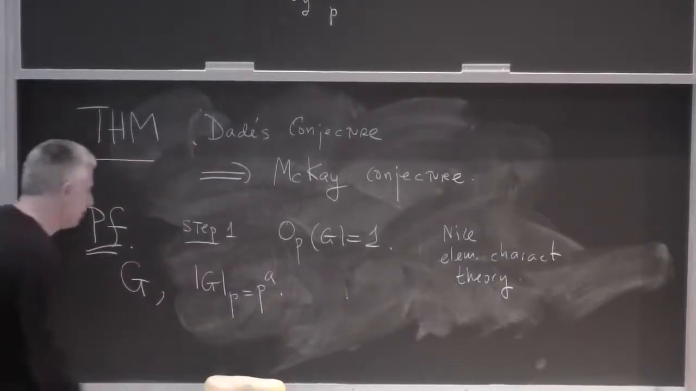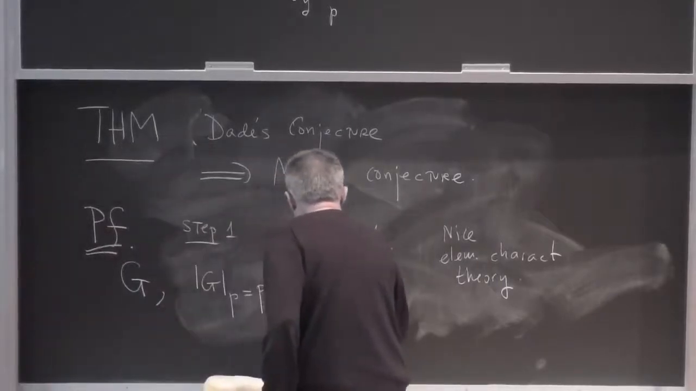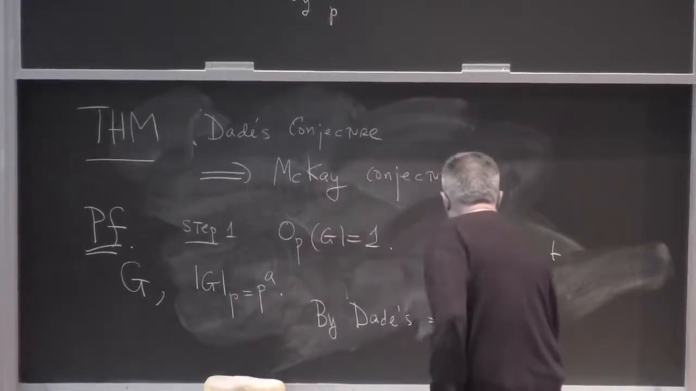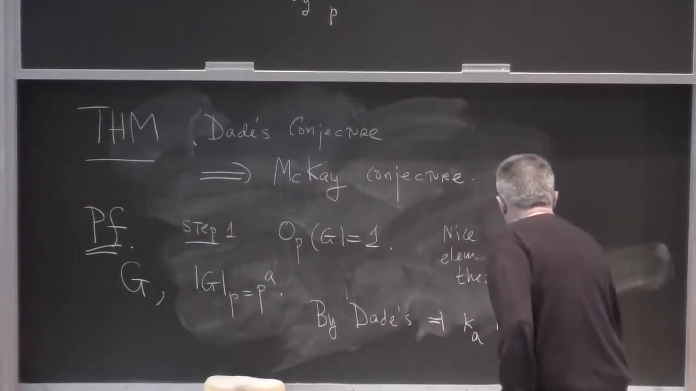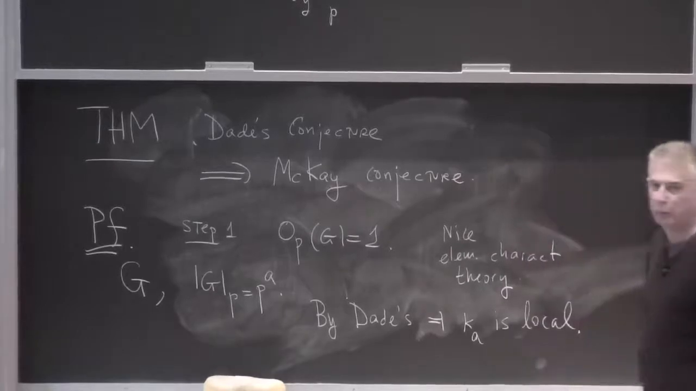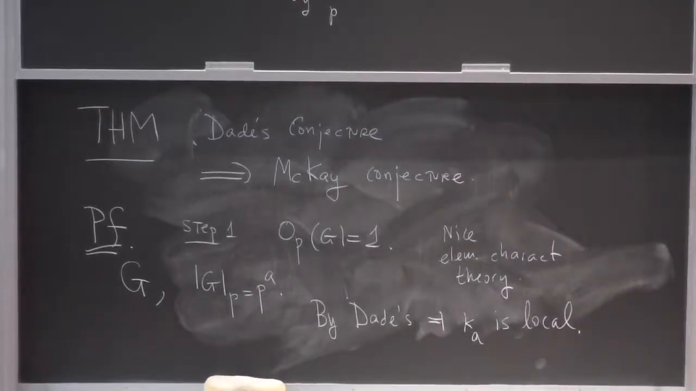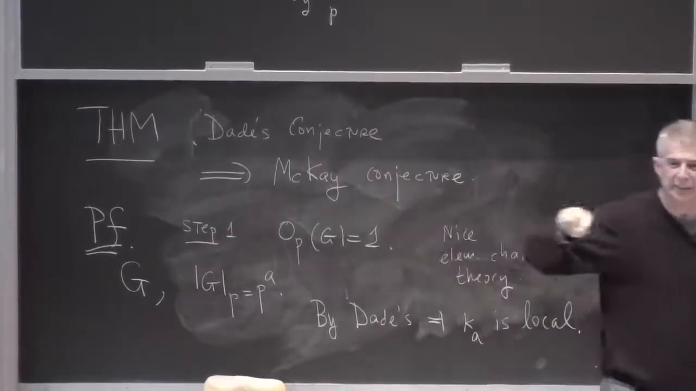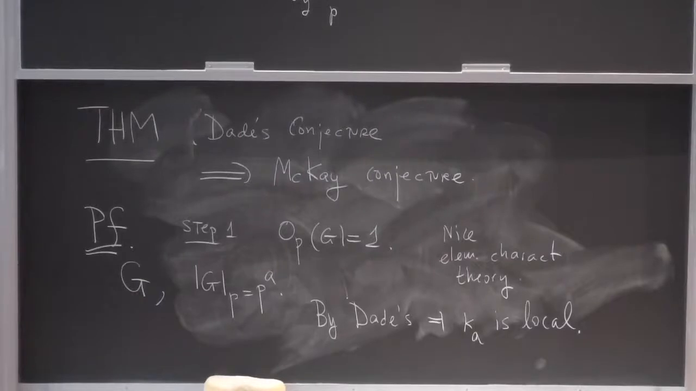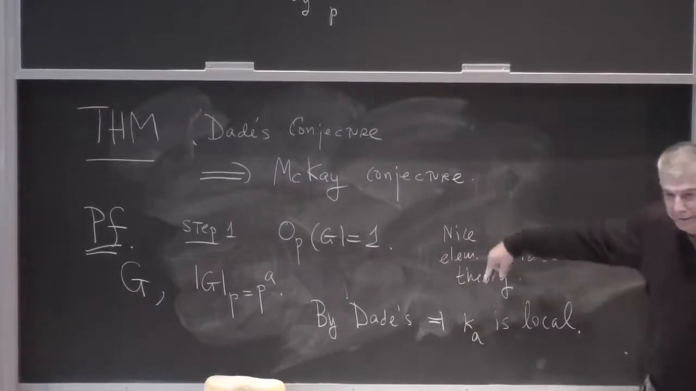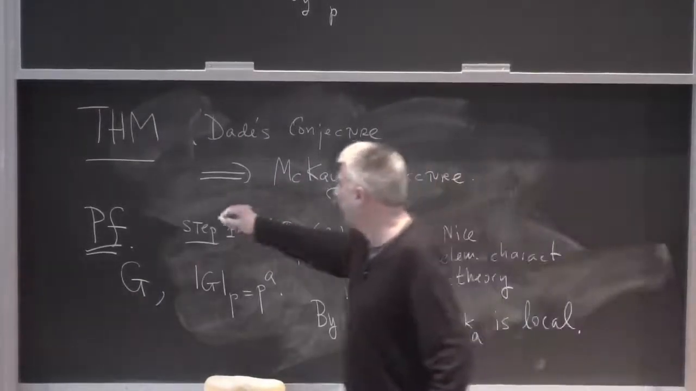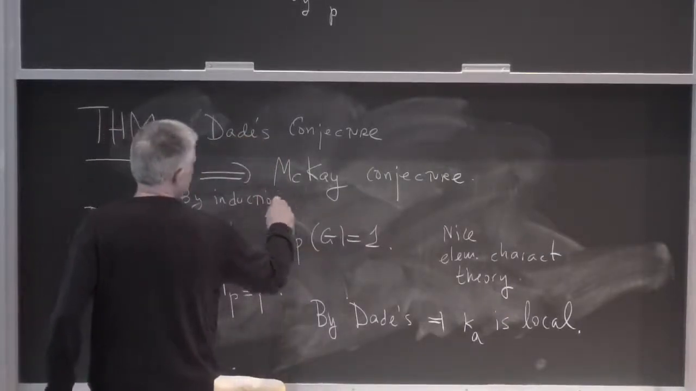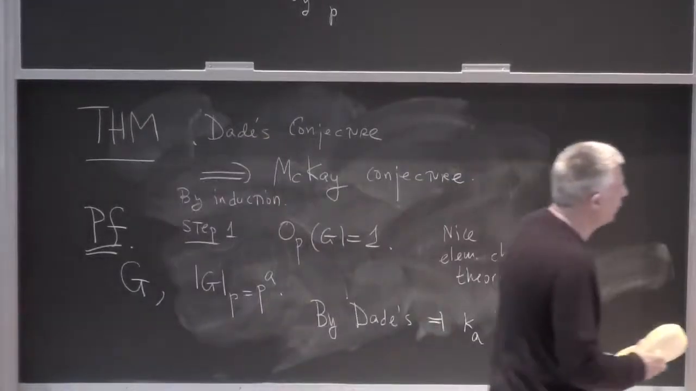So by Dade's conjecture, we know that the function K_a is local. One second, you might think, oh, you are only using K_a, where a is the largest power of p dividing the order of the group. No, I'm using induction. Here I have used induction, so I'm doing the proof by induction.